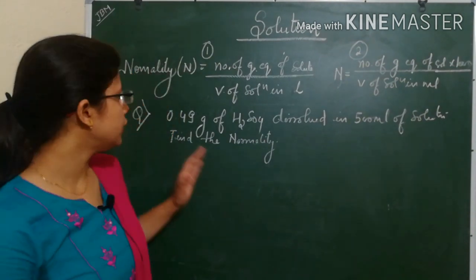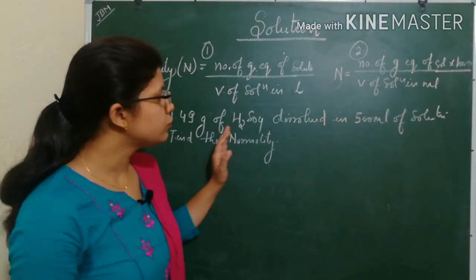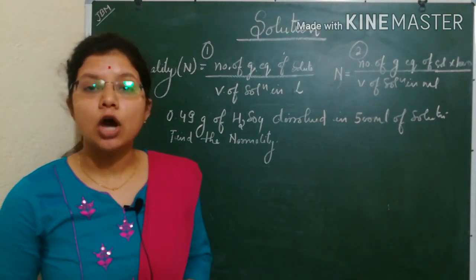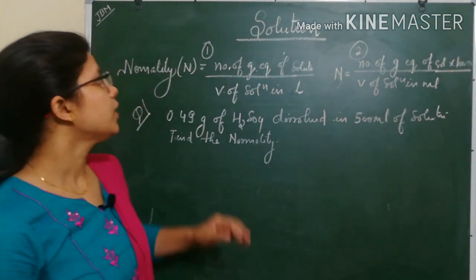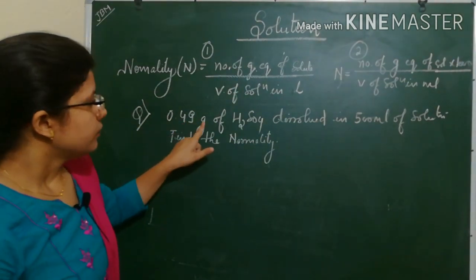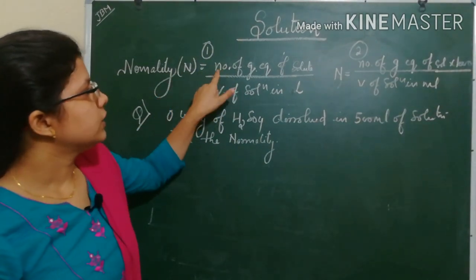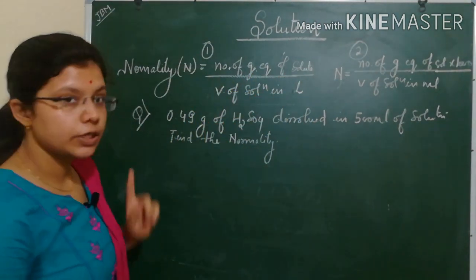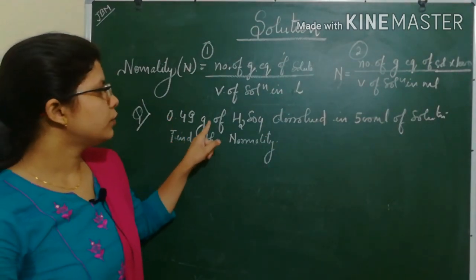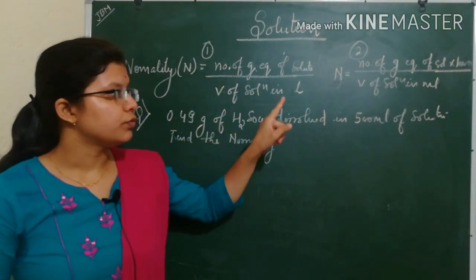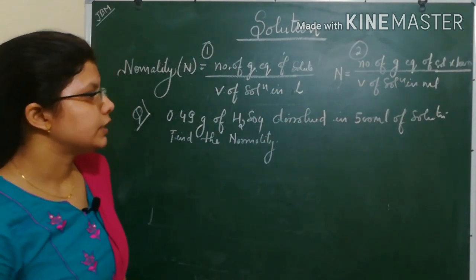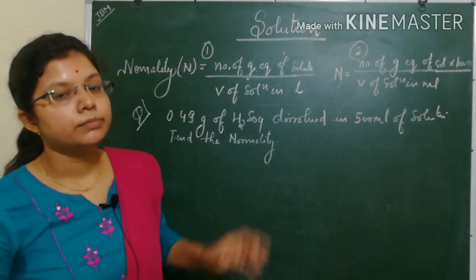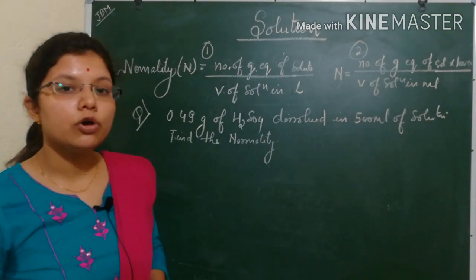One numerical is given here. 0.49 gram of H2SO4 dissolved in the 500 milliliter of a solution. Find the normality. How you will calculate the normality? See here. We already discussed that normality formula is there, number of gram equivalent of a solute dissolved in the volume of a solution in liter. What is given in the question, see here, 0.49 gram of H2SO4 dissolved in the 500 milliliter of solution. So first of all, what you should calculate, you will calculate the number of gram equivalent of a solute.